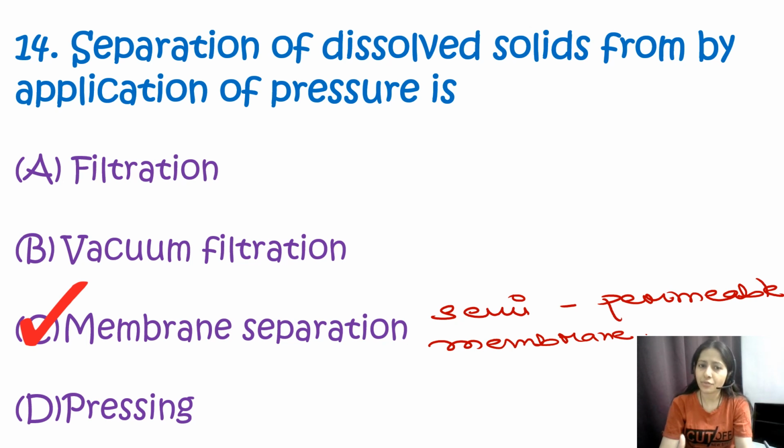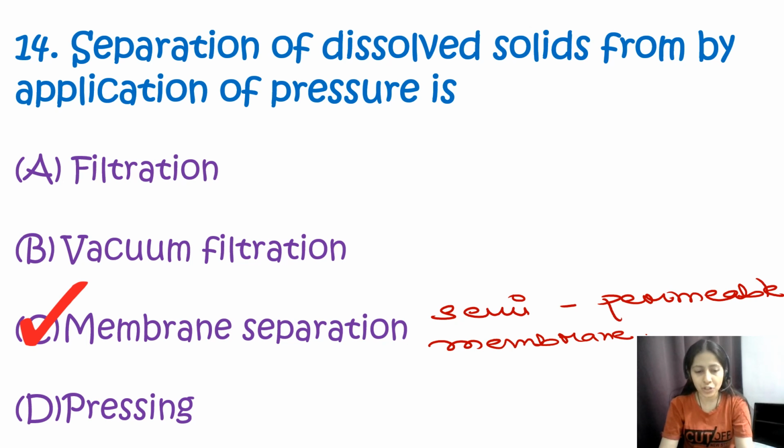So it's different from simple filtration. In simple filtration, what happens? It involves the use of a porous medium to separate solid particles from a liquid by trapping the solid while allowing the liquid to pass through it. And in vacuum filtration, what happens? It utilizes a vacuum to facilitate the filtration process.